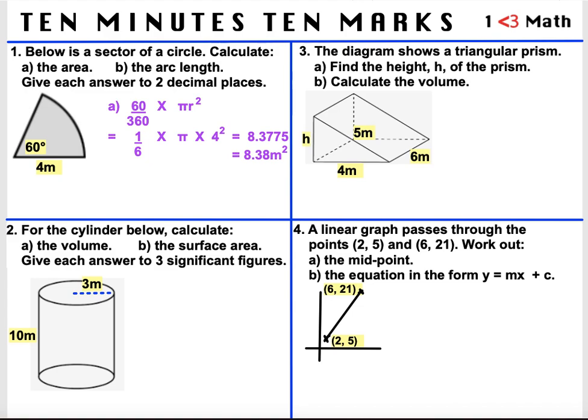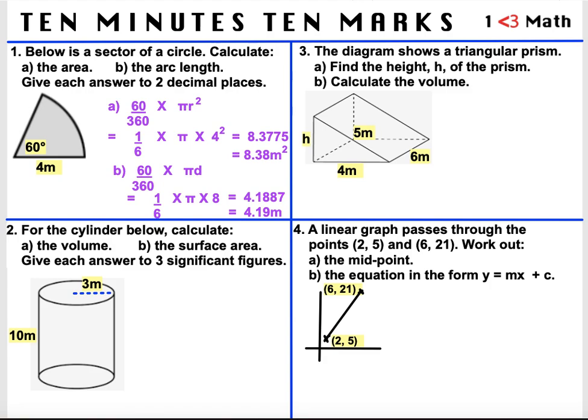A similar strategy is used for the arc length, but the arc is part of the circumference of the circle. The circumference of a circle is pi d. We need to say, well, what's the diameter? If the radius is 4, the diameter is going to be 8. So we're going to set up like this: 60 over 360 times pi d equals 1/6 times pi times 8. 1/6 times pi d equals 4.1887. Again, we're rounding to 2 decimal places. The second decimal place is 8, it's got an 8 after it, so it's going to be 4.19 meters.